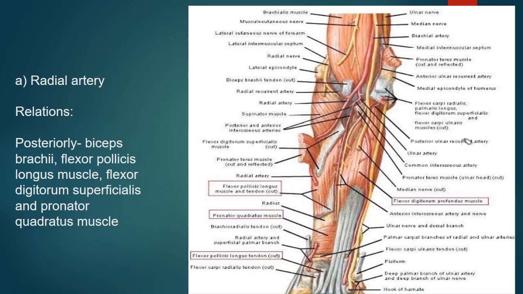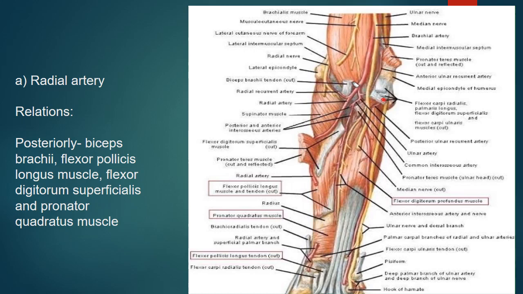You can remember the posterior relations of radial artery by just remembering the fact that the muscles which arise from the anterior surface of radius, they all form the posterior relation of the radial artery. In other words, you can say the radial artery lies superficial to all the muscles which arise from the anterior surface of radius.